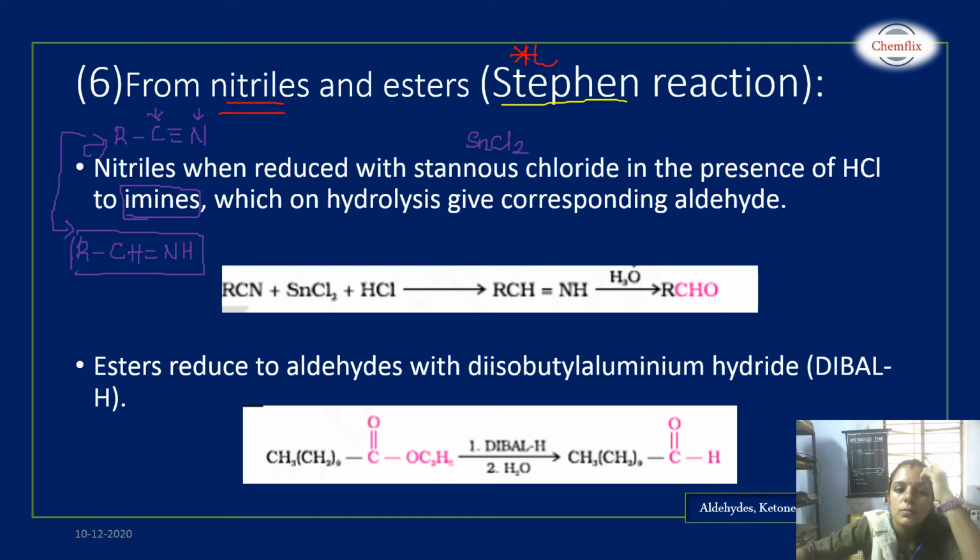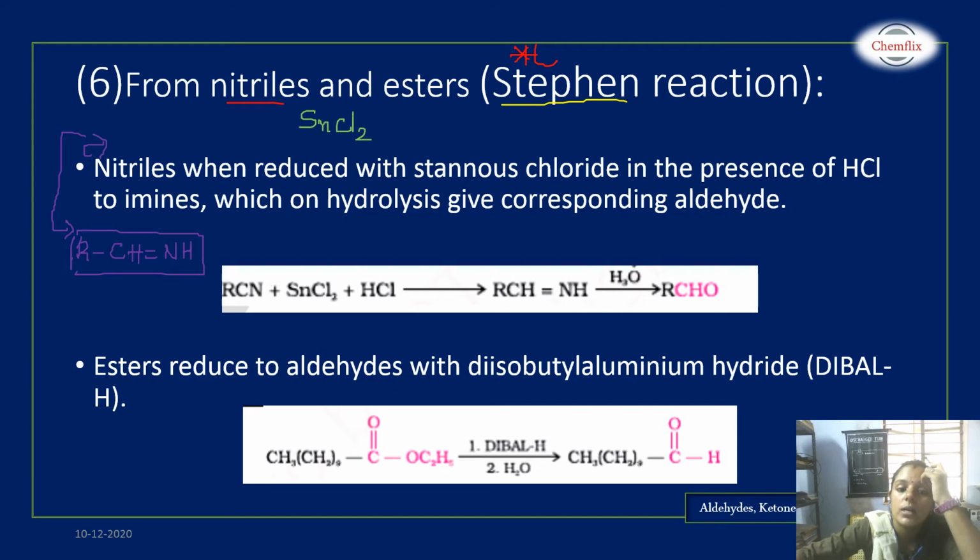Now which upon hydrolysis will give an aldehyde. So this imine, on hydrolysis with H3O plus, what will you get? An aldehyde, R C double bond O H. The thing you need to keep in mind here is, now I'm going to tell you the trick. I'm going to erase all these things here. Trick is trick. One more thing I want to tell you, this is SnCl2.